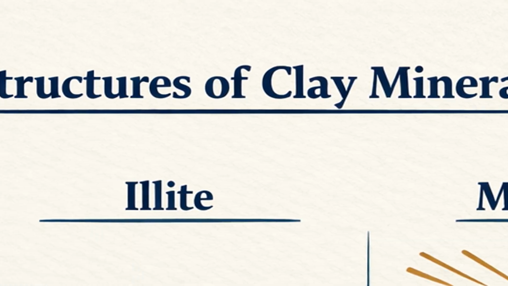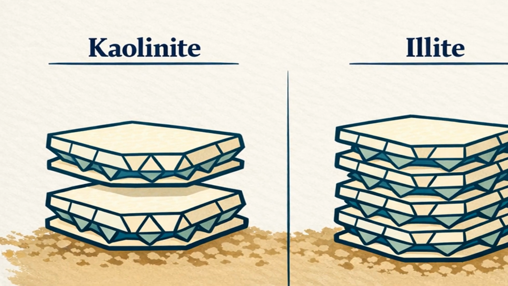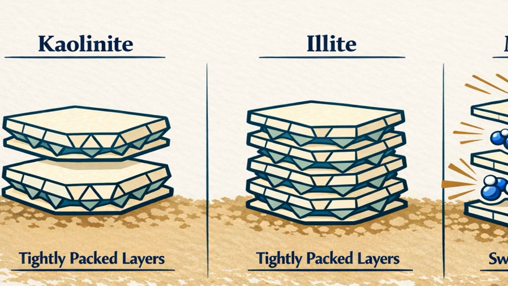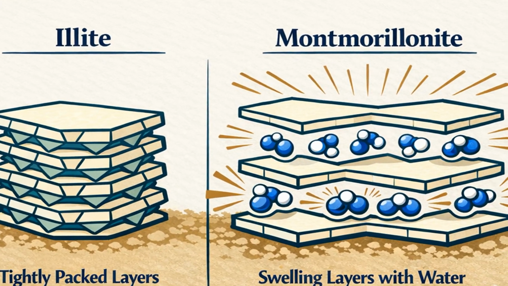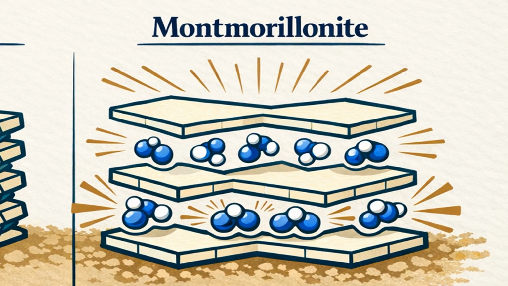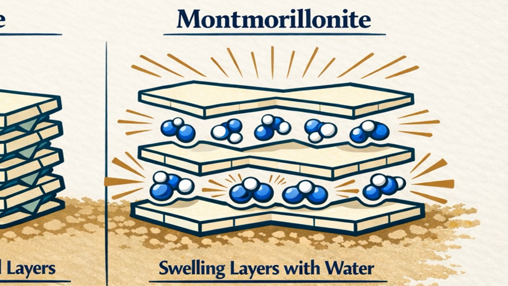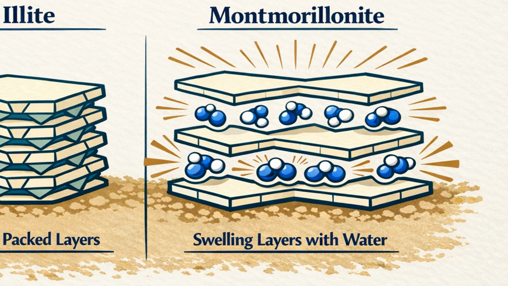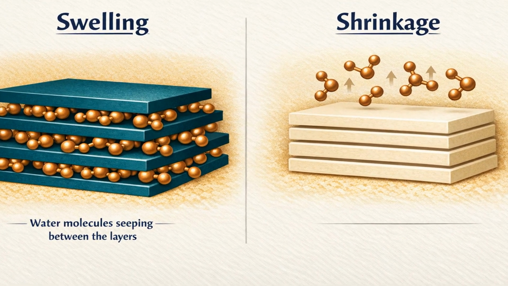The clay mineral family is diverse, with common members like kaolinite, illite, and montmorillonite. Kaolinite is a relatively stable clay, often found in high-quality ceramics. Illite is more like a flaky mica. But montmorillonite, that's the real showstopper for civil engineers. It's known for its ability to absorb and hold vast amounts of water between its layers, making it incredibly expansive. Think of it like a super absorbent sponge that can swell to many times its original size. This is where things get interesting and problematic.